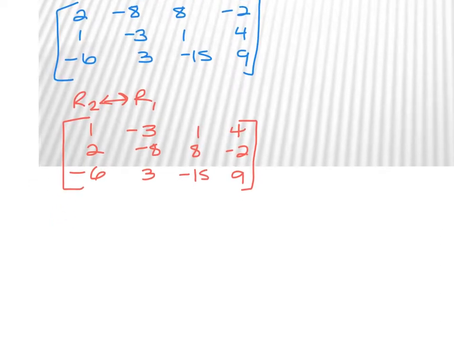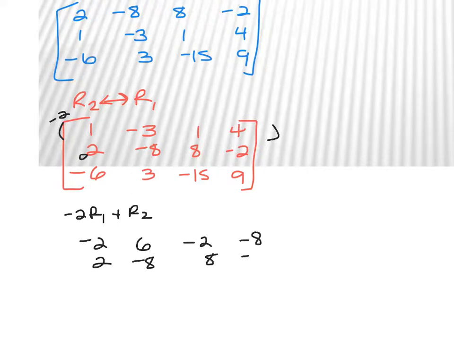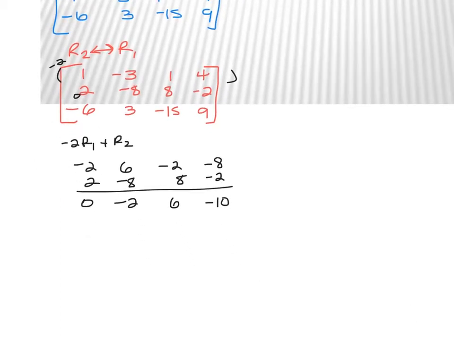Then working my way down, I would want a 0 where that 2 is. So I can multiply the top row by negative 2 and add it to row 2. And I get negative 2, 6, negative 2, negative 8, add it to row 2: 0, negative 2, 6, negative 10. And that's going to replace row 2. So 1, negative 3, 1, 4, 0, negative 2, 6, negative 10, negative 6, 3, negative 15, 9.